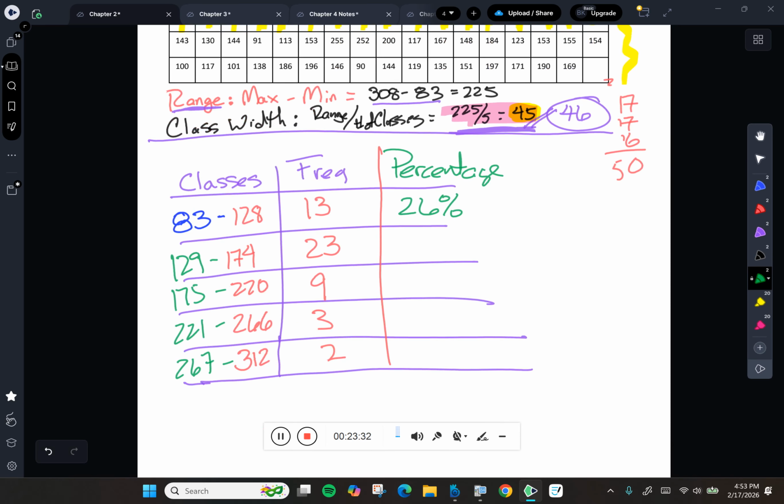And this one is 46%, and this one is 18%, and this one is 6%, and this one is 4% of the data. And sometimes, maybe this is how you want to present your data. So rather than giving these values, I would give those percentage values, right? And I might be able to look at that and say, oh, okay. Now I can look at it and say, that's 72% of the data.